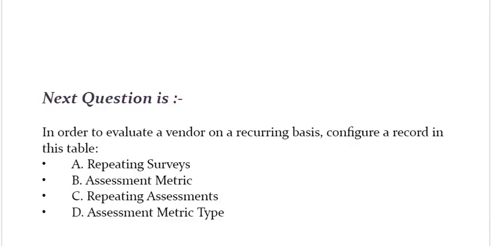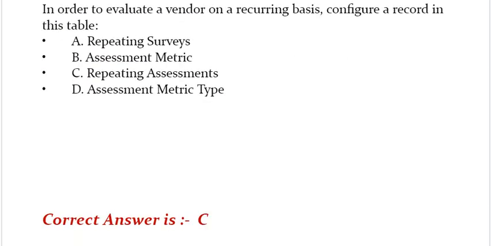Next question is, in order to evaluate a vendor on a recurring basis, configure a record in this table. Option A, repeating surveys. Option B, assessment metric. Option C, repeating assessments. Option D, assessment metric type. Correct answer is option C.